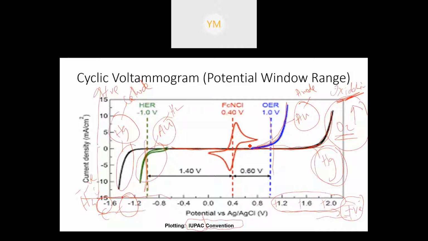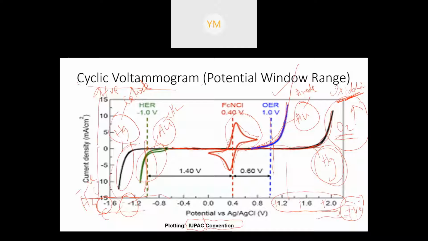You can do analysis to plot the cyclic voltammogram, this cycle. If you scan beyond this line, you will not see the cycle, because you will only see the increase of current from the evolution of oxygen on this side and the evolution of hydrogen on this side. That's why you must identify the potential window range before doing your experiment. Okay, I hope you understand that.